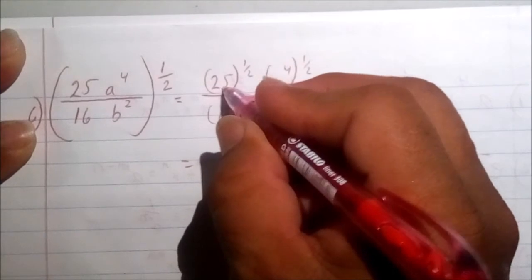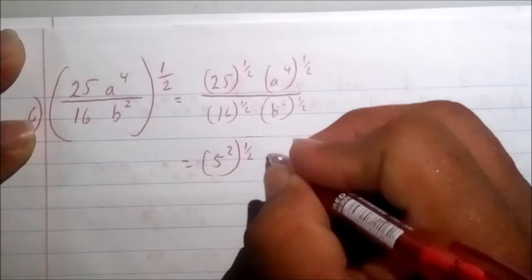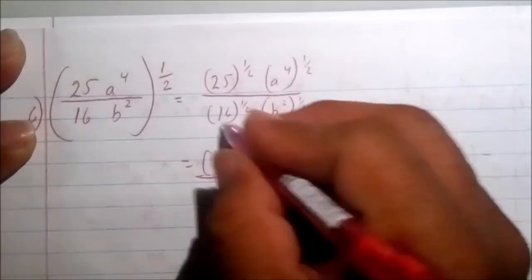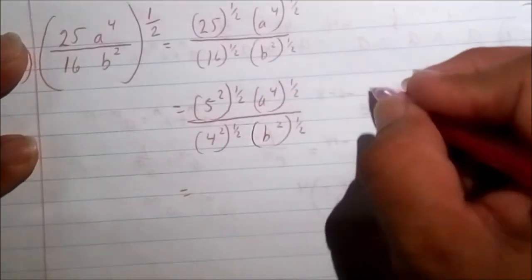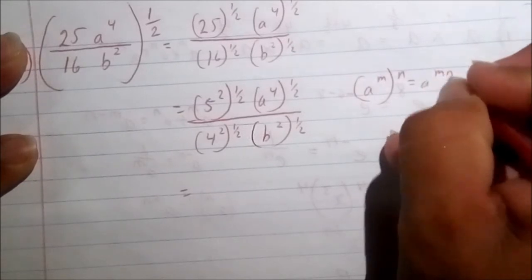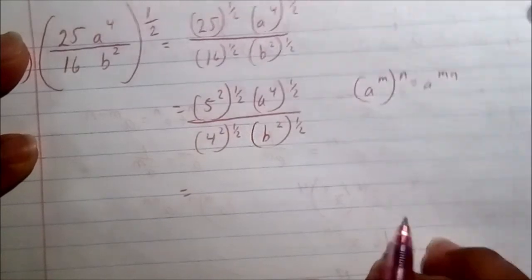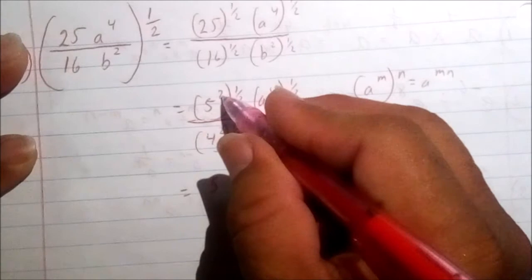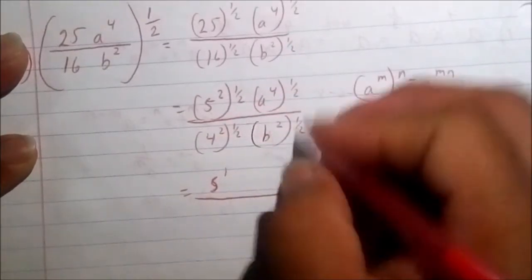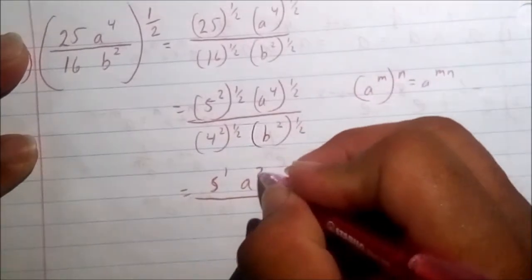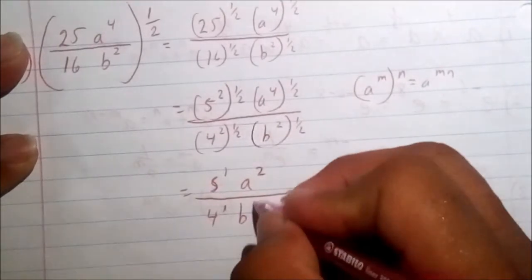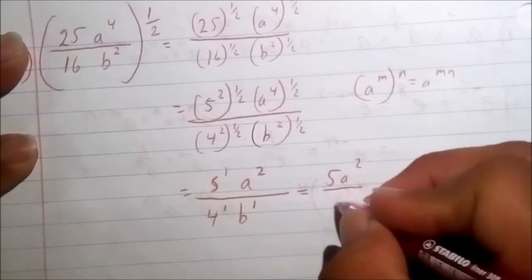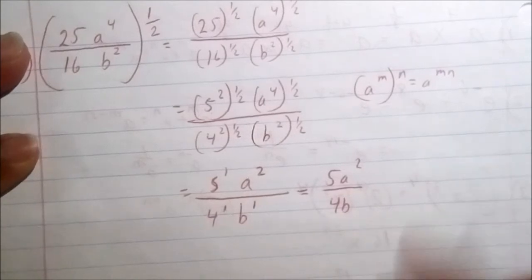Now convert 25 to a base, which gives me 5 squared to the 1/2 power, a to the 4th to the 1/2 power, over 16, which is 4 squared to the 1/2 power, b squared to the 1/2 power. Alright, now the rule says that if you have a base to a power raised to a next power, we keep the base and simply multiply their powers. So we keep the base 5 and multiply 2 times 1/2, which gives me 1. For a, 4 times 1/2 is 2. Then for 4, 2 times 1/2 is 1, and for b, 2 times 1/2 is 1. This is equal to 5a squared over 4b to the 1st, and that's your solution for that particular problem.